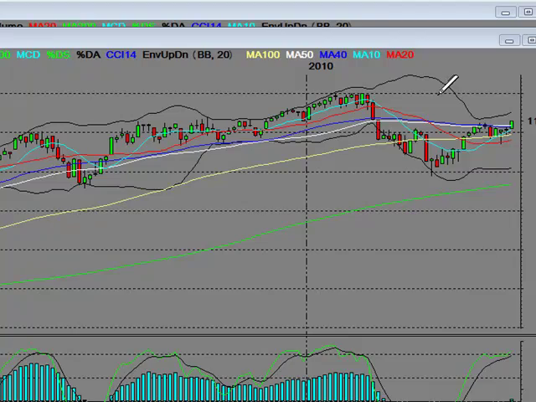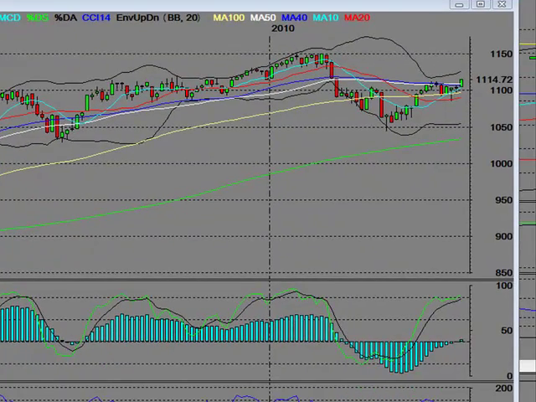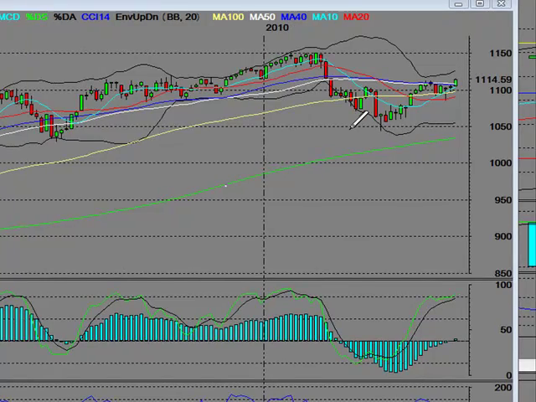What I have here is a daily chart on the S&P 500. It's in the short term.